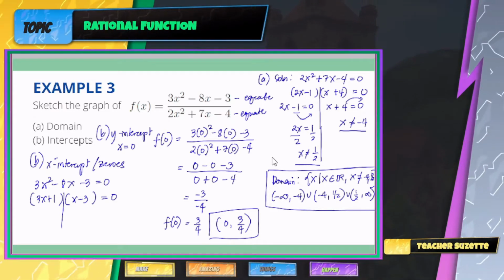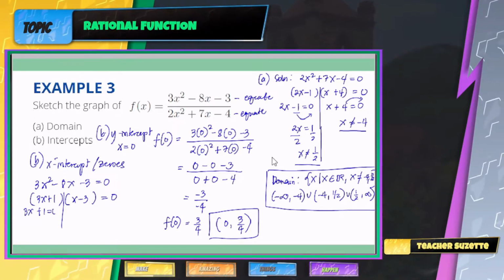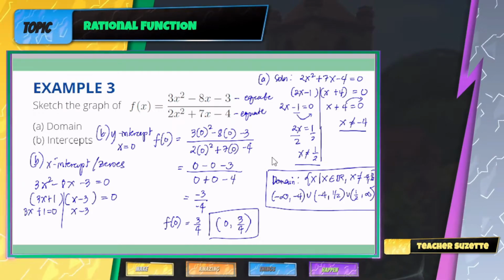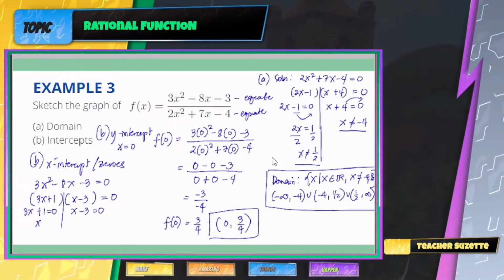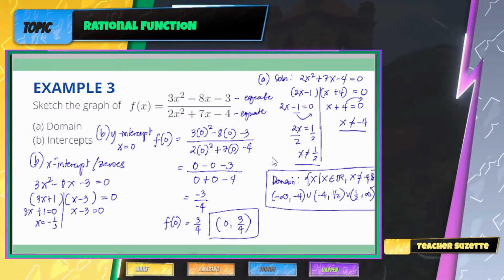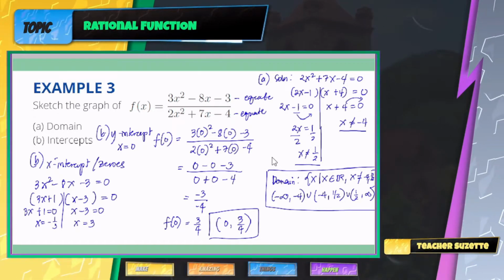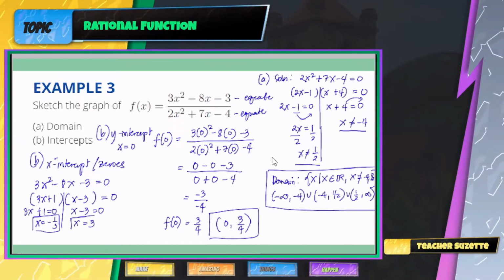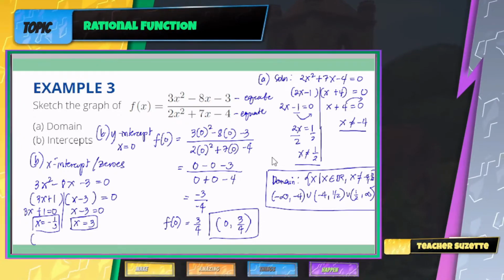So, by equating both the factors to 0, you will have 3x plus 1 equal to 0, x minus 3 equal to 0. So, our x here, automatic na lang, limited lang kasi space ni ma'am. So, negative 1/3, and the other one is x is equal to 3. Ayan. So, this is our x zeros. Zeros po muna yan.